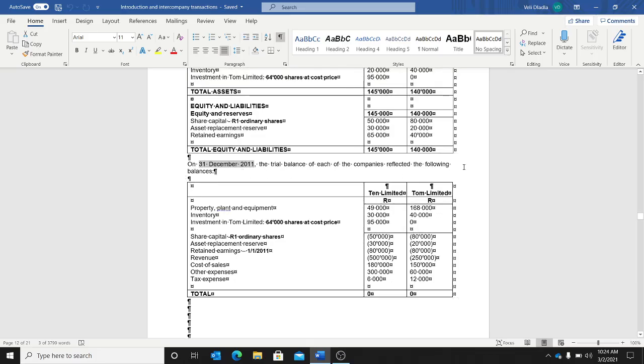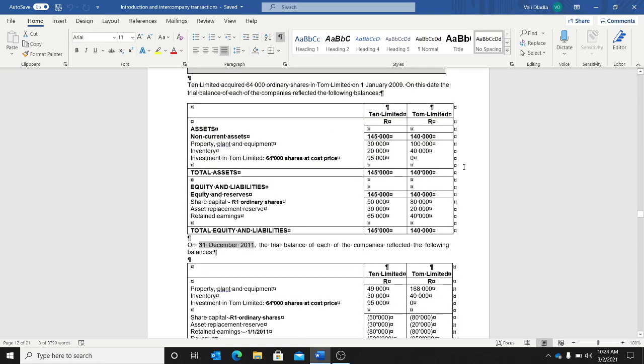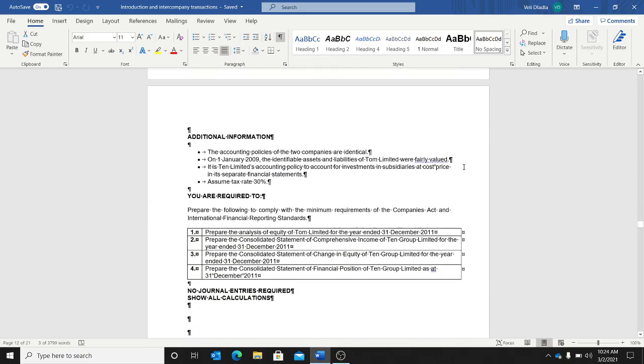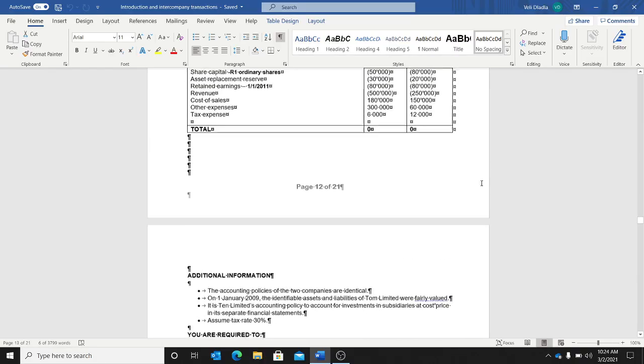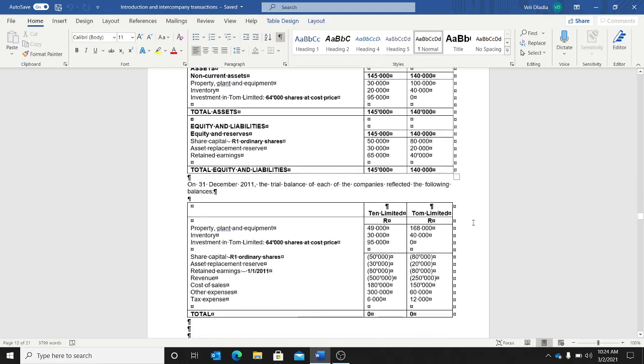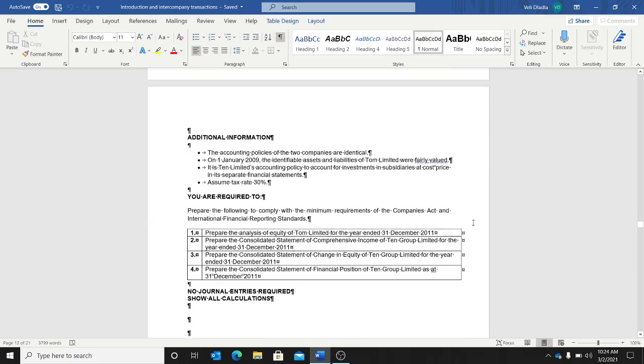Okay. Now, the first thing you do is you need to understand that they are saying to you here, give us the analysis of equity of Tom. You see, people must not confuse this thing. They are saying Tom. So of the two companies, Tom is this one, right? So we are analyzing only one company, which is Tom in number one, right?